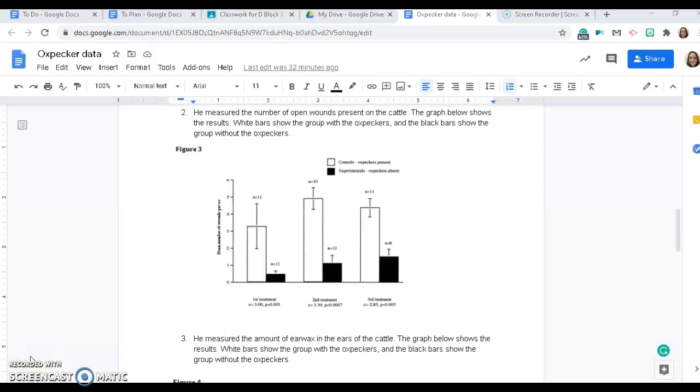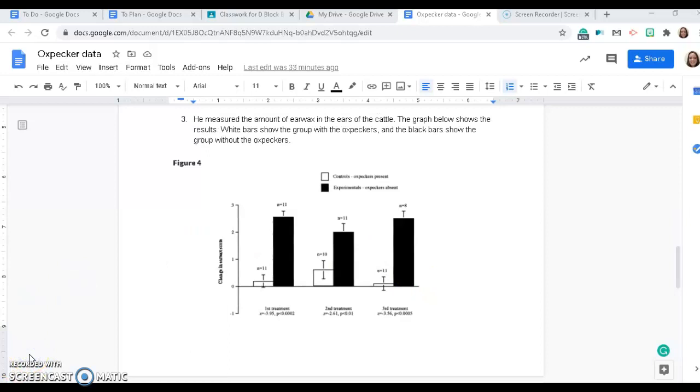The next thing he measured was the number of open wounds that were bleeding on the cattle. And the graph shows the results. Again, the white bars show the group with the oxpeckers, and the black bars show the group without the oxpeckers. And this graph separates the bars into each of the three trials. And finally, he measured the amount of earwax that was in the ears of the cattle. And the graph below shows the results. The white bars again show the group with the oxpeckers, and the black bars show the group without the oxpeckers.